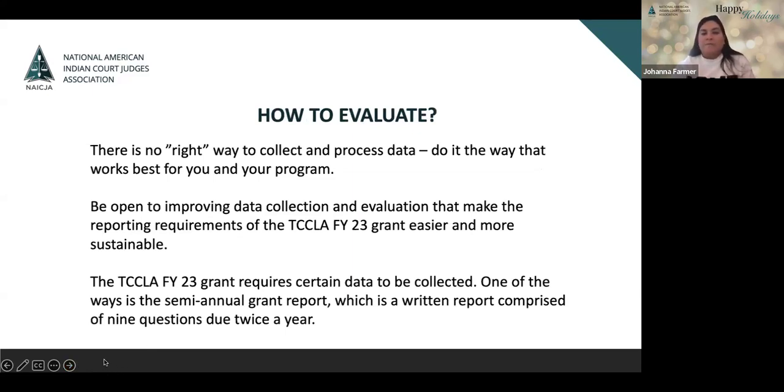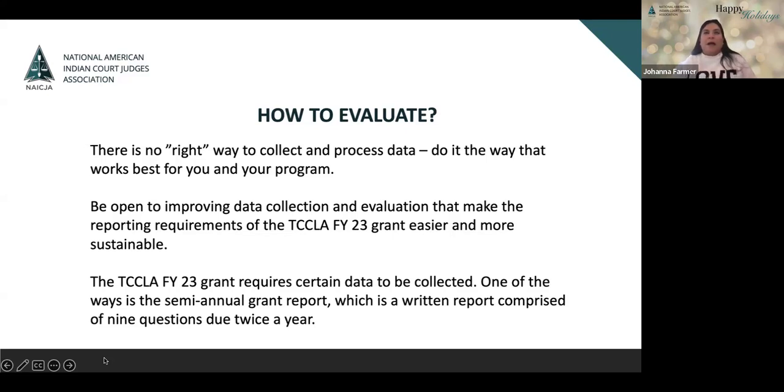So, how do you evaluate? There's no right way to collect and process data. You have to find a way that works best for you and your program. Be open to improving data collection. Evaluation can make the reporting requirements for the TCLA grant easier and more sustainable.